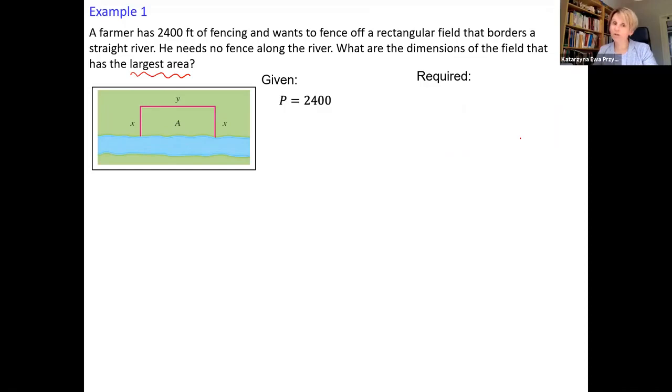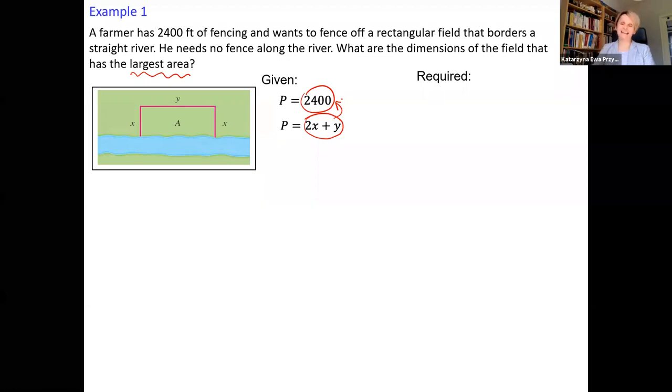Now we will need a formula for this perimeter, and we can see 2 x's and 1 y. So 2x plus y, of course, is the same as 2,400. We have a proper equation, proper given information. Okay, now I type the required.